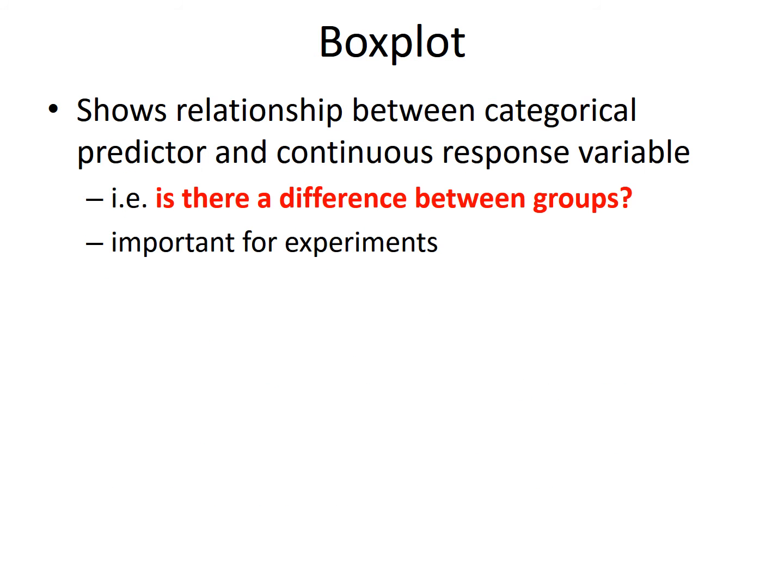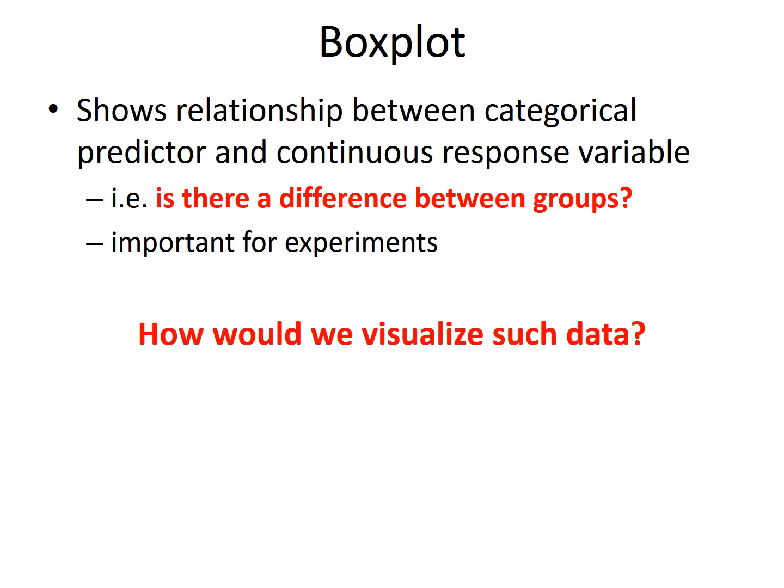Okay, so let's leave scatterplots behind and let's think about a box plot. Now, as we've said already, it shows a relationship between a categorical predictor and a continuous response variable, and it asks the question of, is there a difference between groups? Now, those who are doing experiments, and you guys have all got your seed germination experiment as an example, this will be a really important way to visualize that data. Okay, so let me ask you, how would we visualize such data? Let's stick with our idea that you guys are going to be examining for the short report. Is there a difference in species richness between the north and south aspect? Any ideas how you would visualize that?